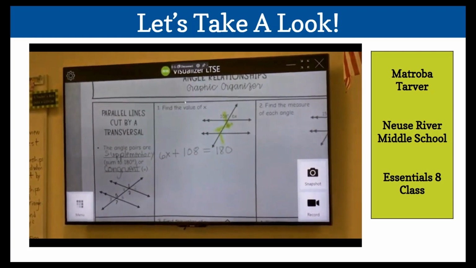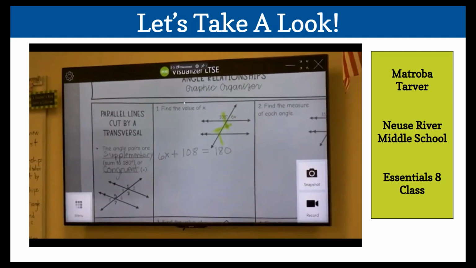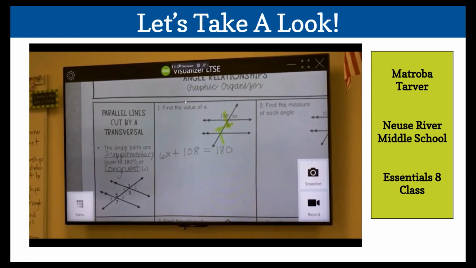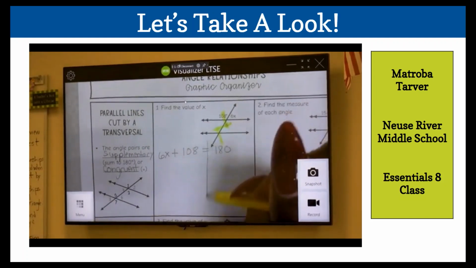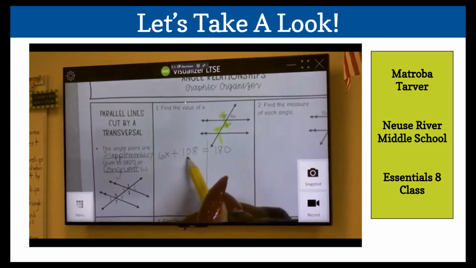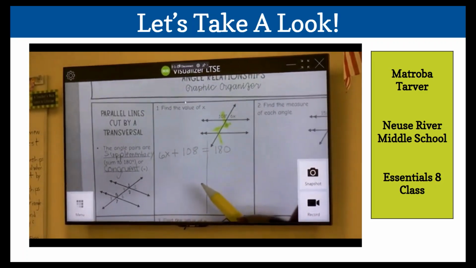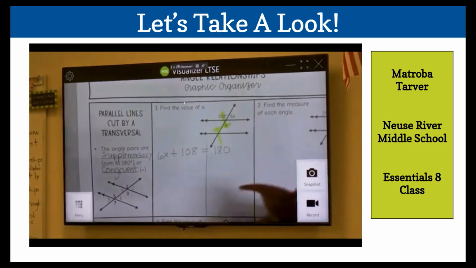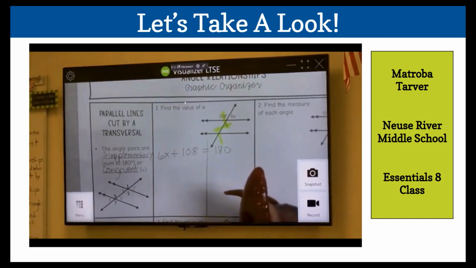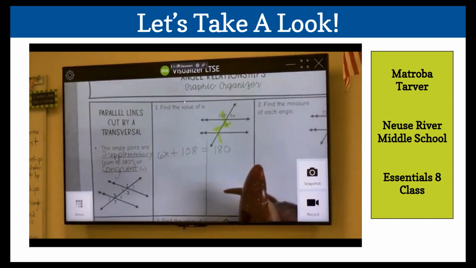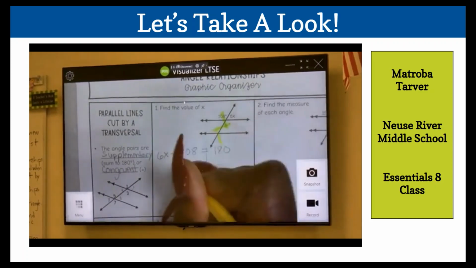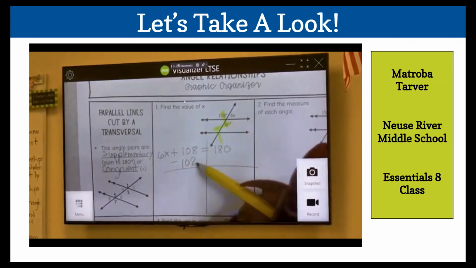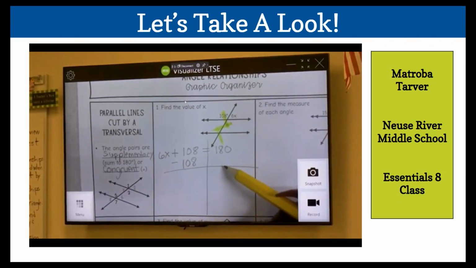Riley, what's the next step in solving this problem? So you're going to subtract 108 from itself. Okay, so I'm going to draw my balance line, and we're going to subtract 108. Why are we subtracting 108? Because we're trying to get x by itself. Good job. So we're trying to move everything to the other side of the balance line. So we're going to subtract 108. If I subtract 108 from this side, what do I do to this side? Subtract 108. Good job.